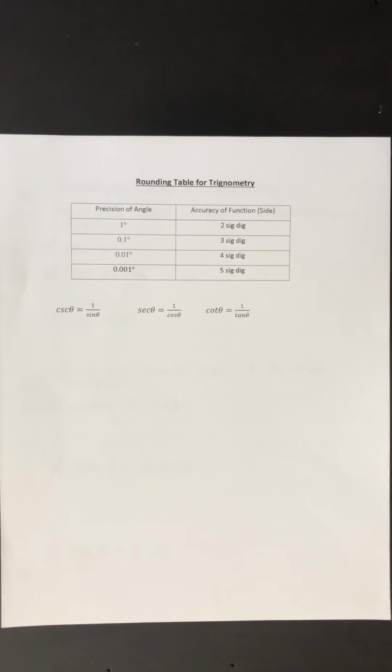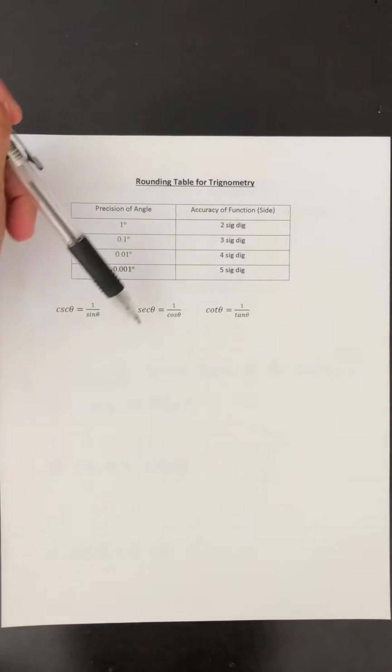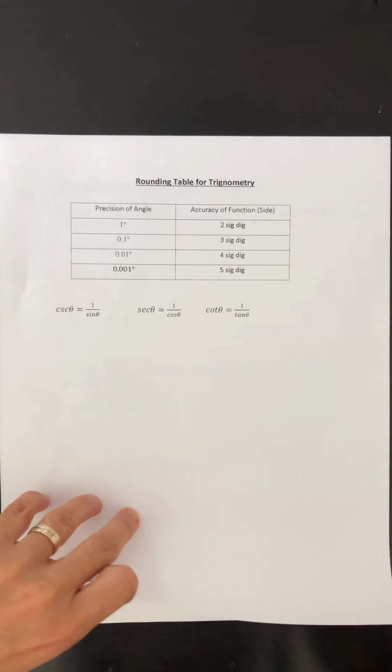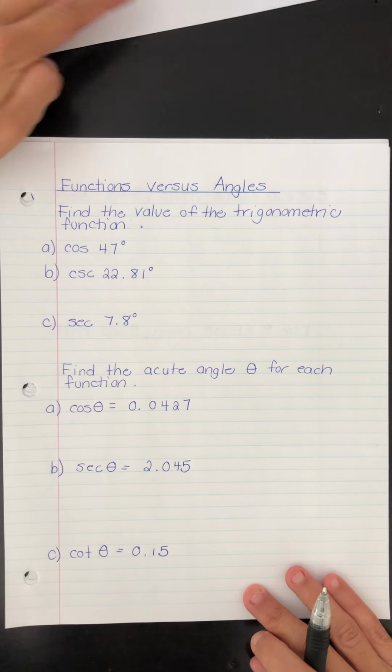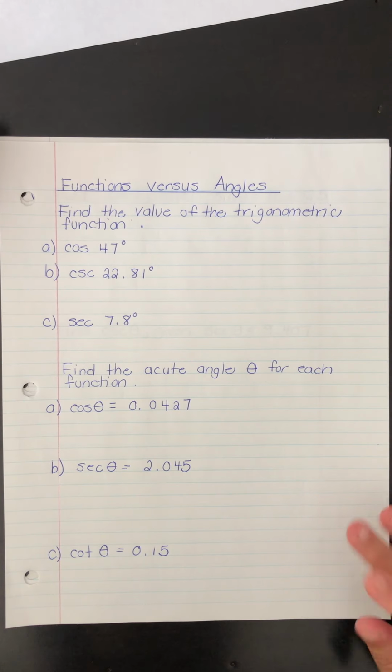And the other thing you see on this front page here are the 3 reciprocal functions. So the main trig functions are sine, cosine, and tangent, and then we have cosecant, secant, and cotangent as their reciprocals. Okay, so these are the kinds of questions that you're responsible for.